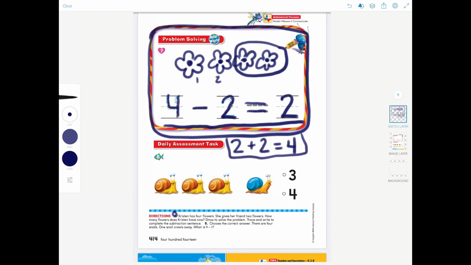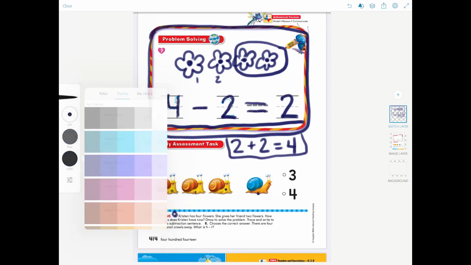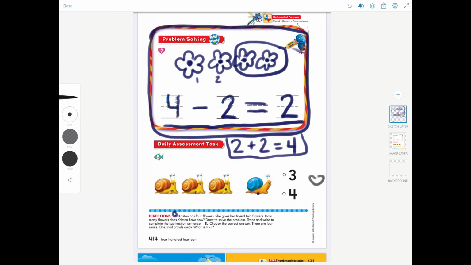Good job, guys. All right, so now we're looking at the bottom question, and it says there are 4 snails. 1, 2, 3, 4. That checks out. And then 1 snail crawls away. Maybe he sees that yummy apple from before, huh? Draw him his yummy apple over here.